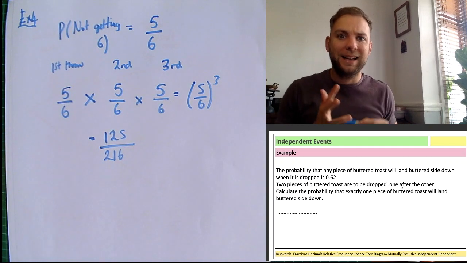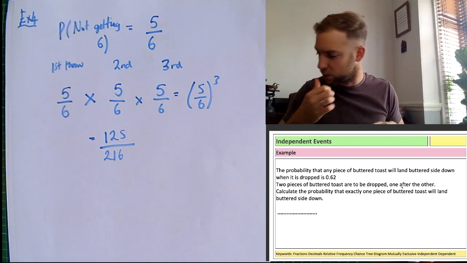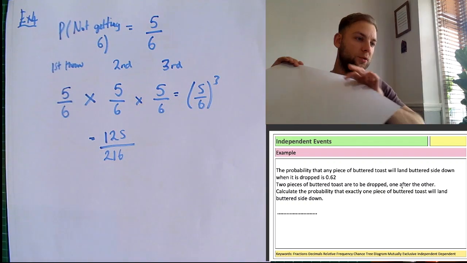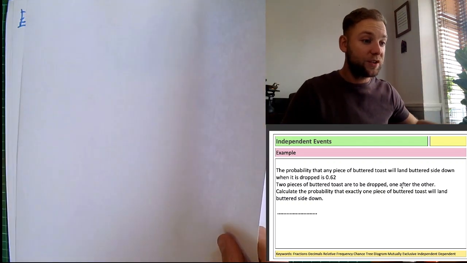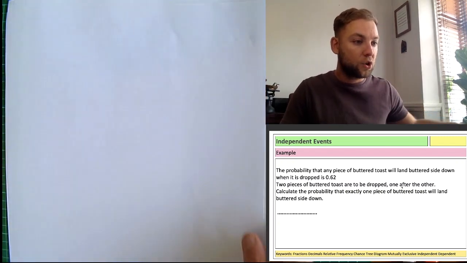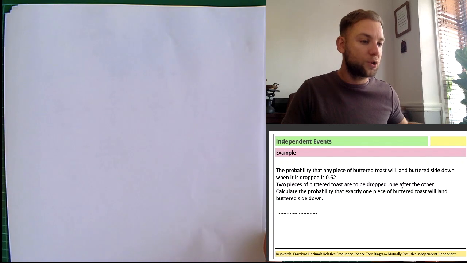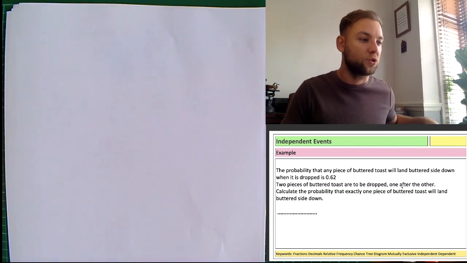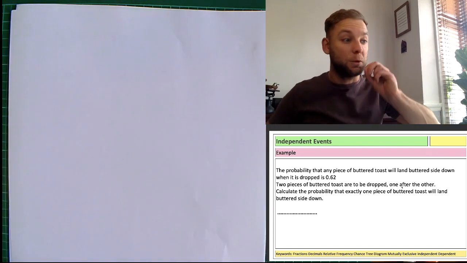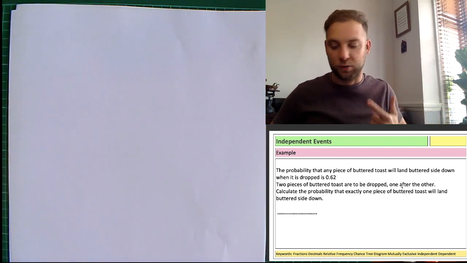So this one here is a little bit trickier, and I'll tell you why for the next one. So the probability that any piece of buttered toast will land buttered side down when it's dropped is equal to 0.62. Two pieces of buttered toast are dropped, one after the other. Calculate the probability that exactly one of the buttered toast will land buttered side down.